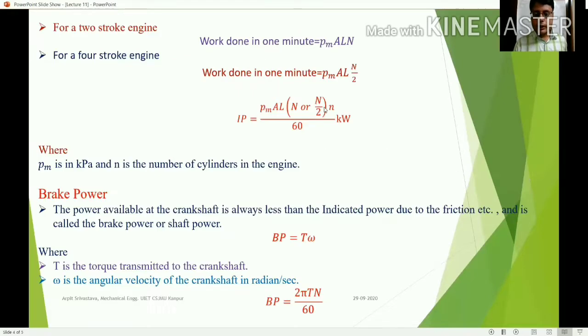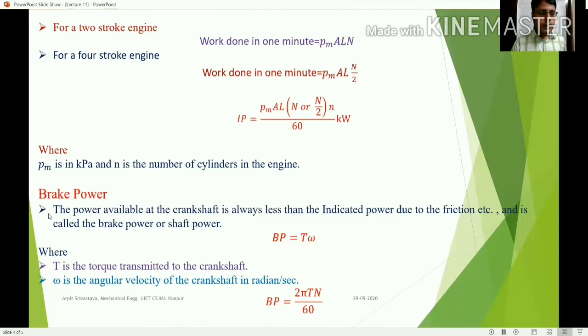If n is given with respect to rotation per second, then there is no need to divide this equation by 60. Okay, you can directly use this product without dividing by 60 and get the indicating power with unit kilowatt or watt.